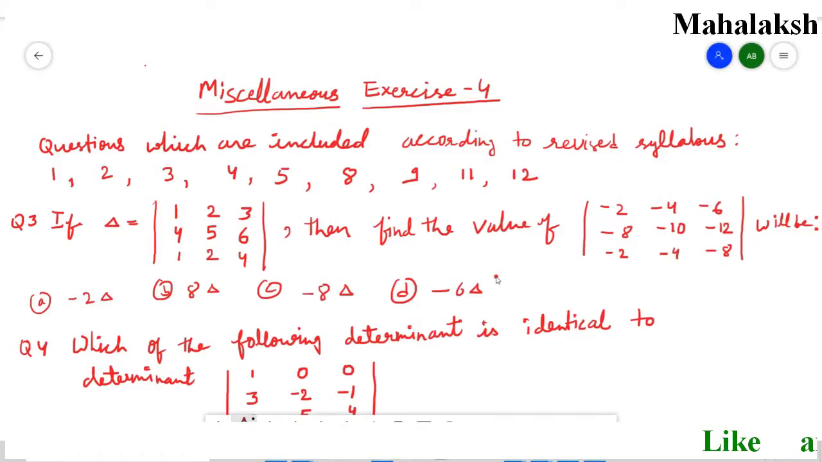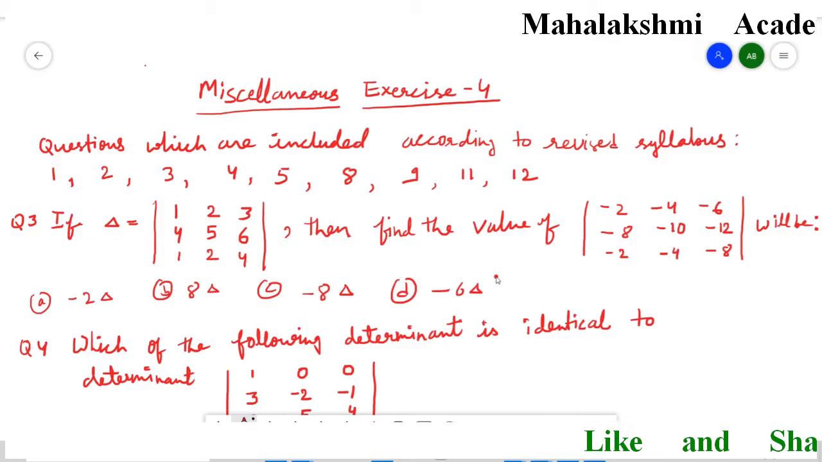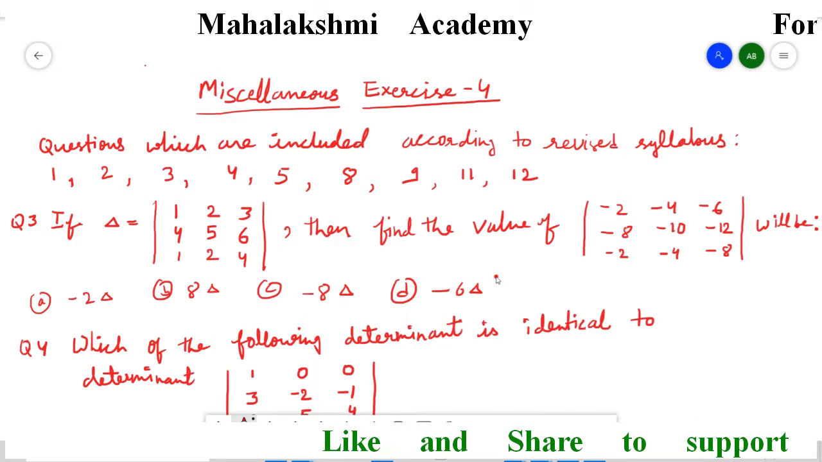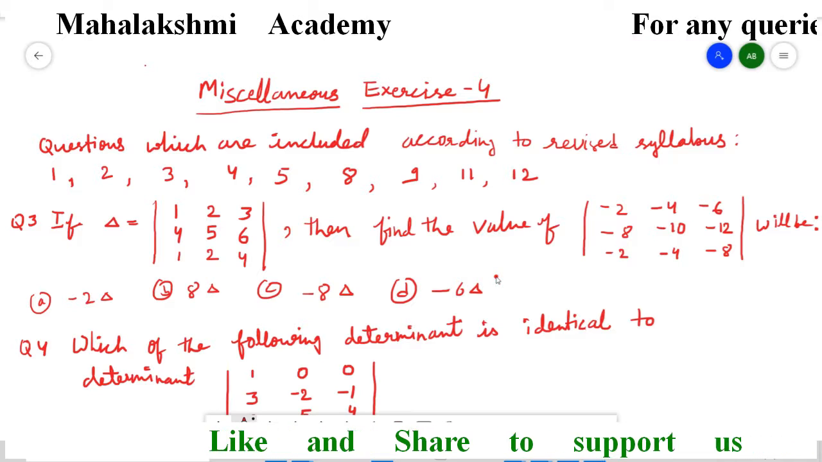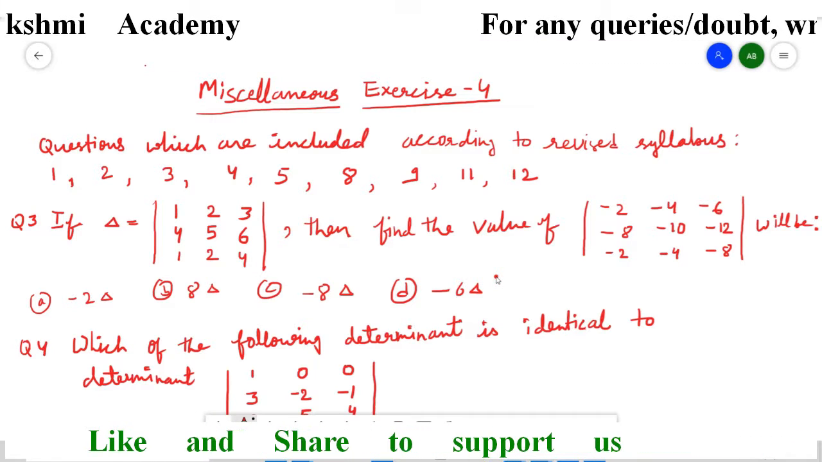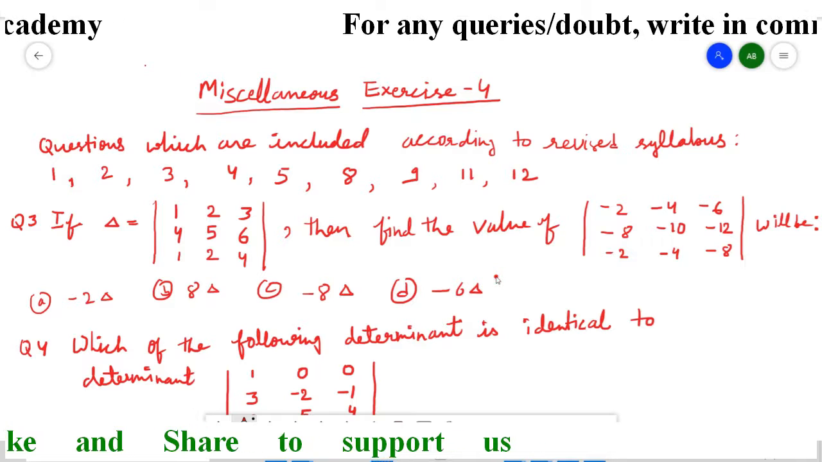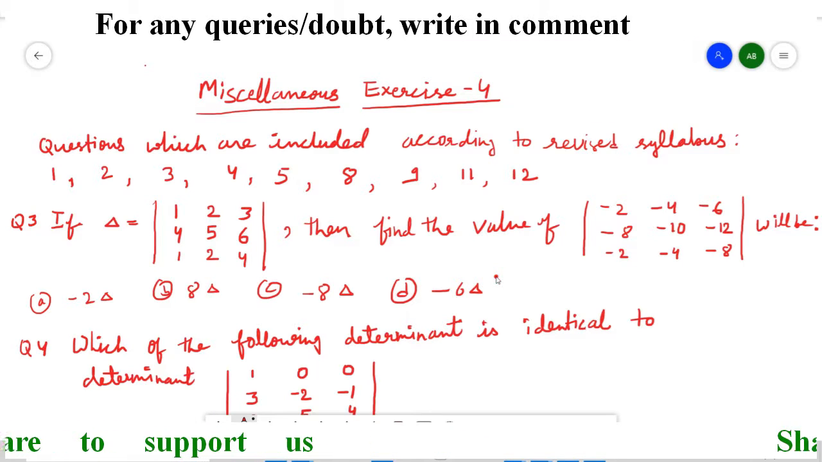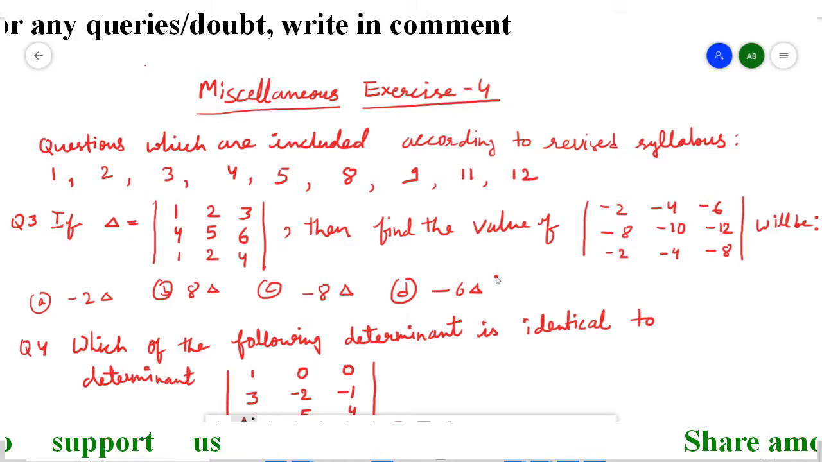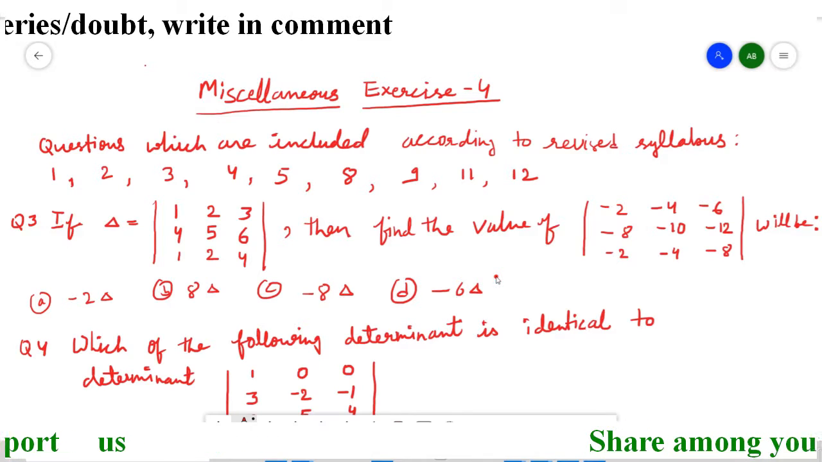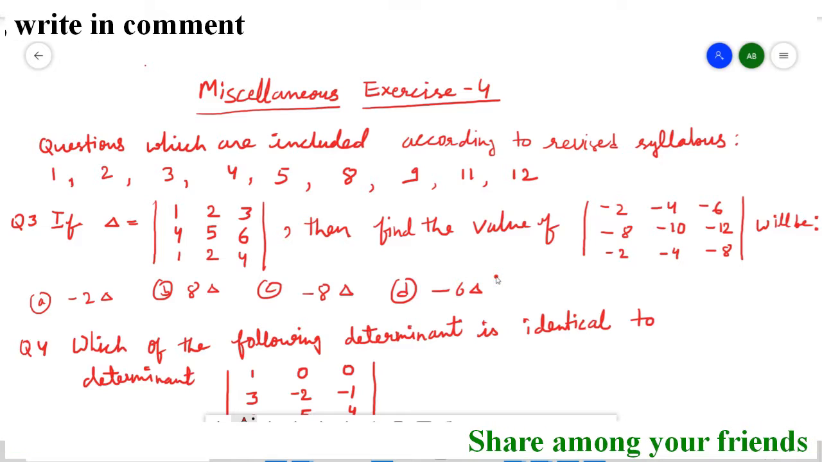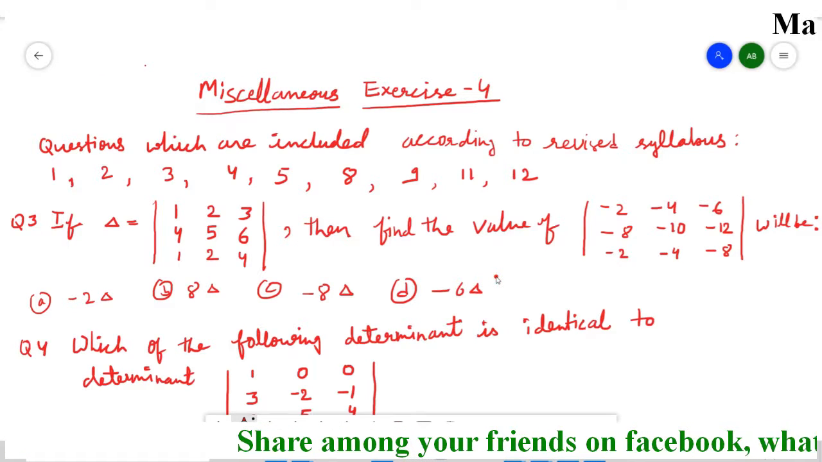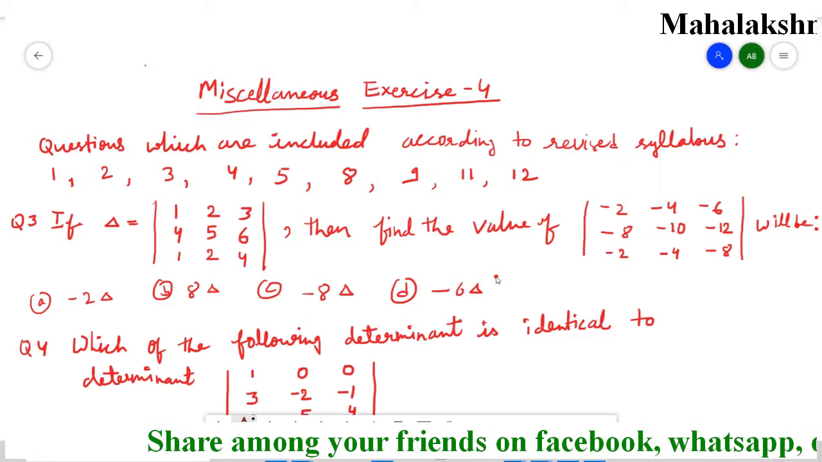Hello everyone, I am going to explain some questions from miscellaneous exercise of chapter 4, and this chapter belongs to 12th class maths. According to the revised syllabus, only a few questions are included in our syllabus. Those questions I wrote here. Among them I am explaining only some, because others are the same as exercise questions, so that you can do them. The first question I selected is the third question.